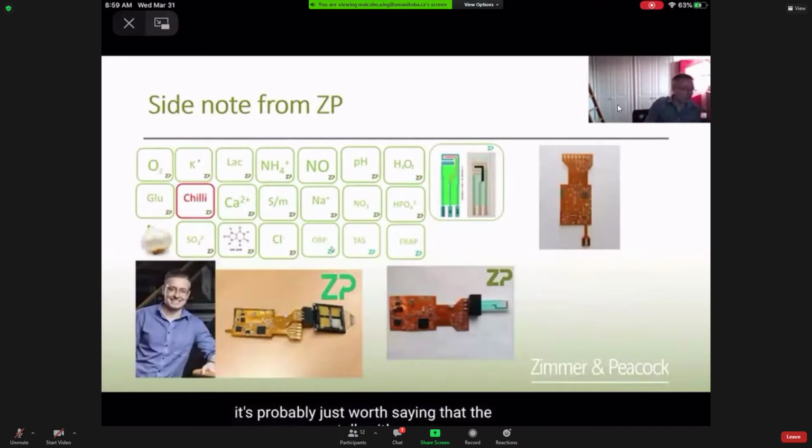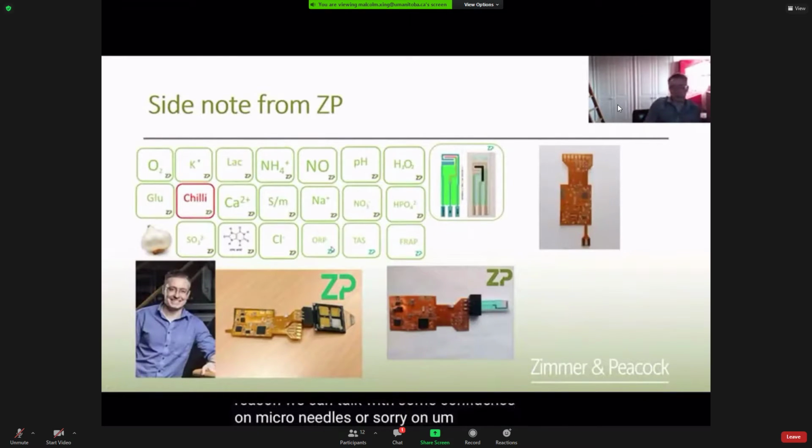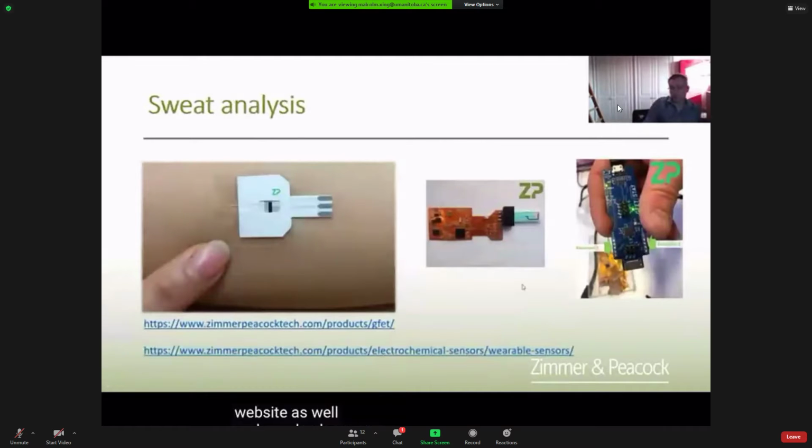It's probably just worth saying that the reason we can talk with some confidence on glucose and biosensors is because at Zimmer, we do have a lot of on-the-shelf biosensors and biosensor formulations. We're measuring everything from oxygen to garlic, from nitrate to chili. So we have quite a depth of experience. We sell microneedles on the website, and we also have the electronics on the website as well. And we also have a sensor and a sweat patch configuration.